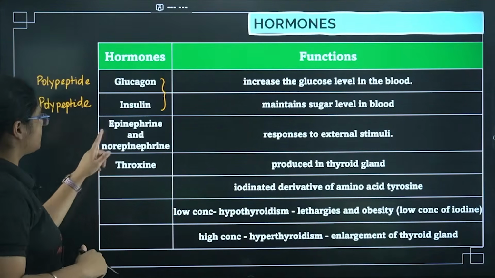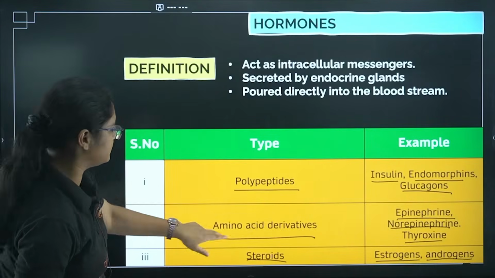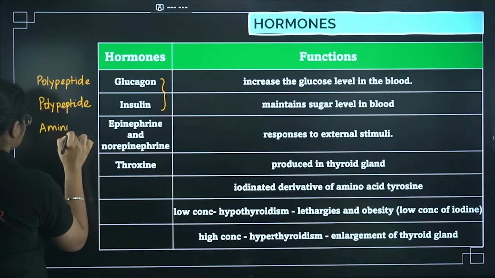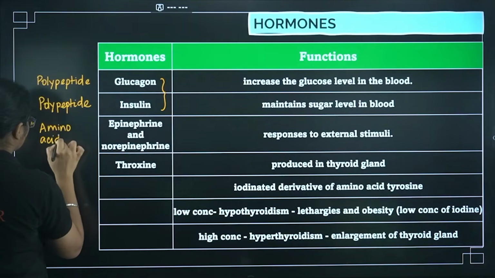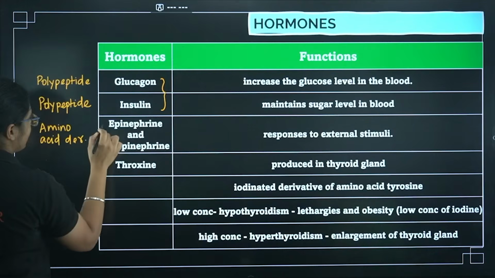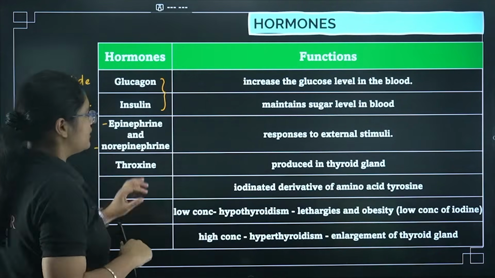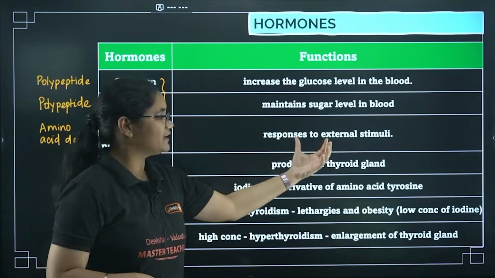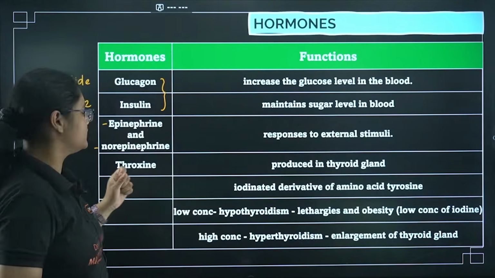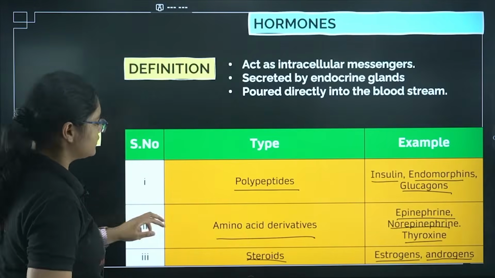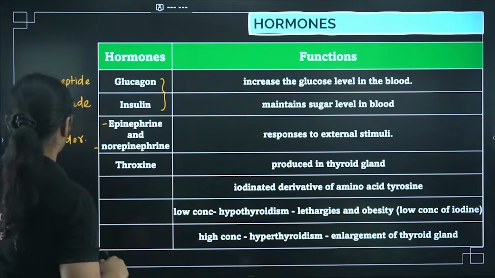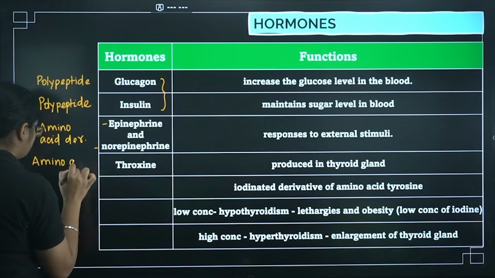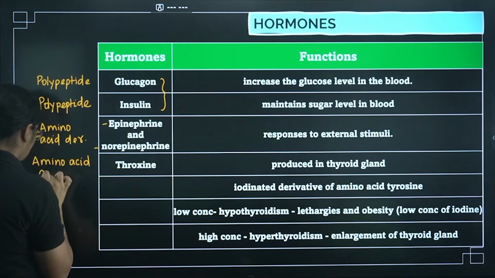Okay. Now coming to epinephrine and norepinephrine, these are amino acid derivatives. Now here their function is the response to external stimuli. Okay, external stimulus. Next we'll talk about thyroxine. Thyroxine is also an amino acid derivative.